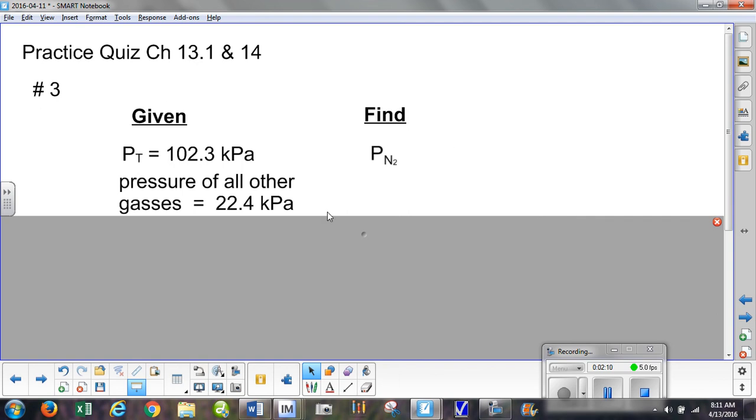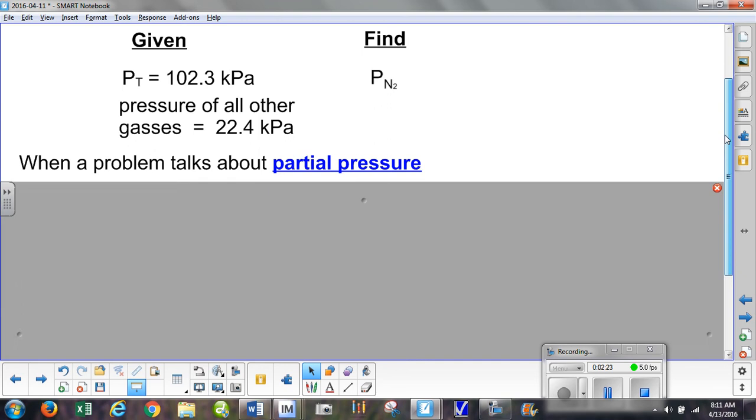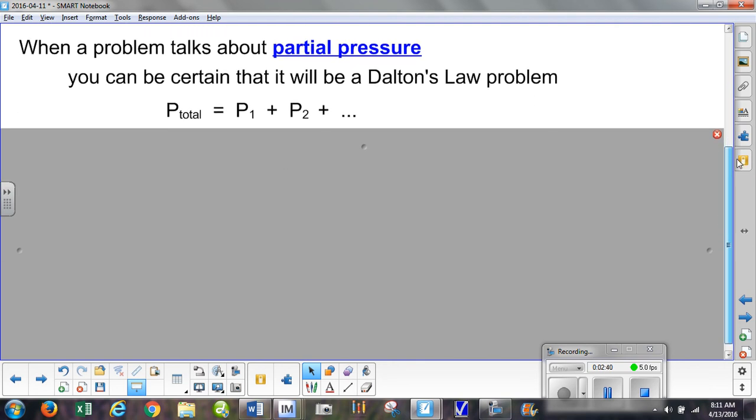Okay, in number 3, here is what we have for given and find. Read that problem and see if you can get this out of that problem so you can tell where I'm pulling this stuff from. When a problem talks about partial pressure, who is it going to be? Got to be Dalton. With Dalton's law, I like to write it just P1, P2, dot, dot, dot, because it can be anywhere from 2 to 100 gases that you could be taking care of in a problem. But this is Dalton's law.